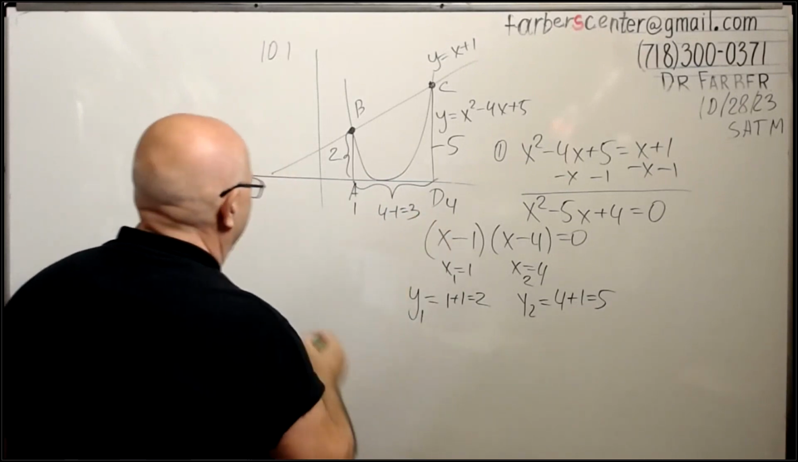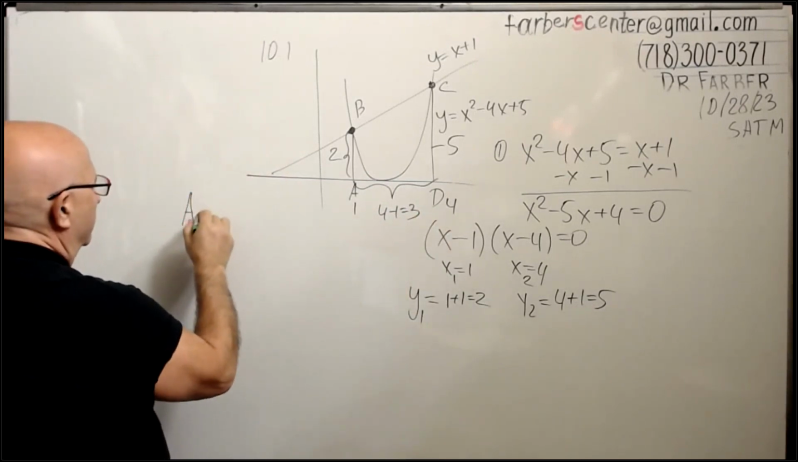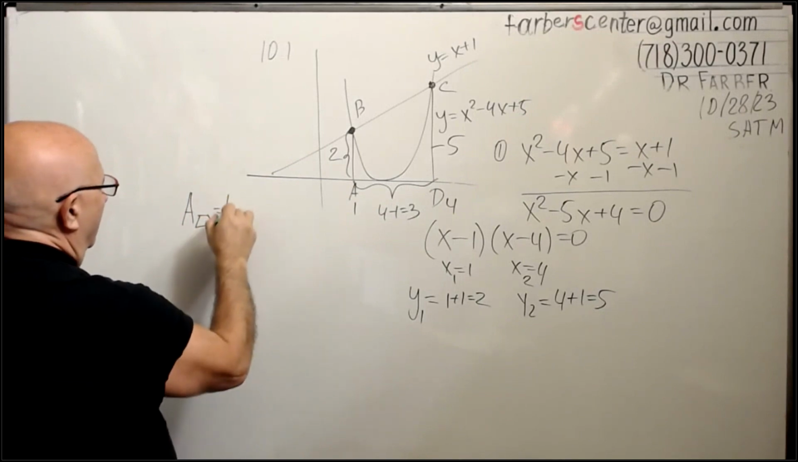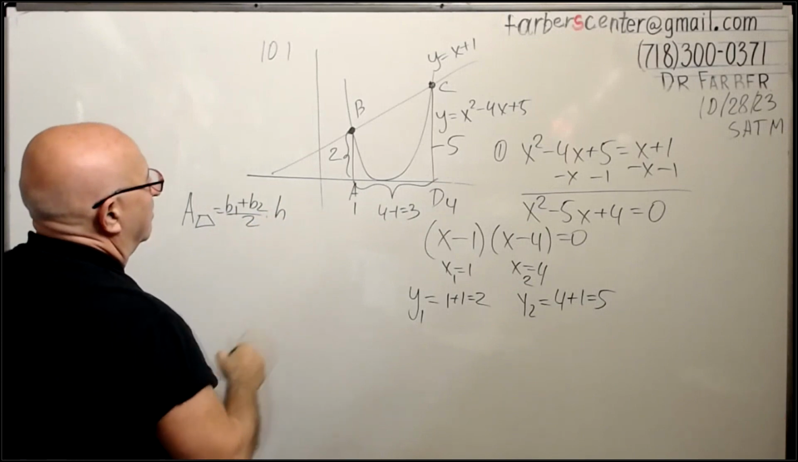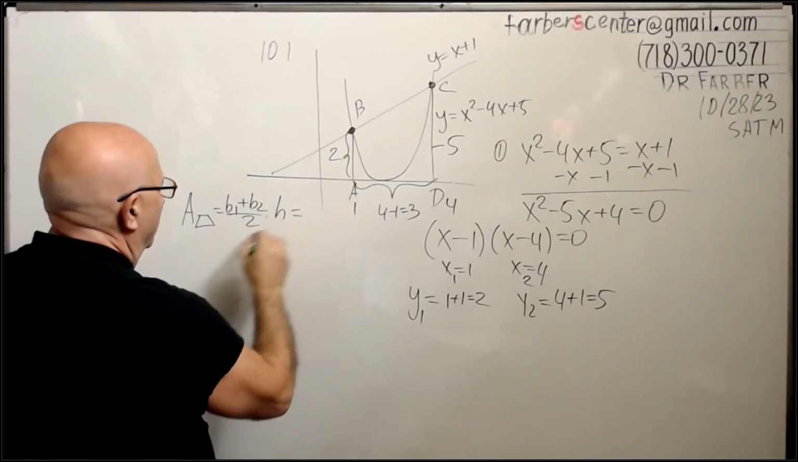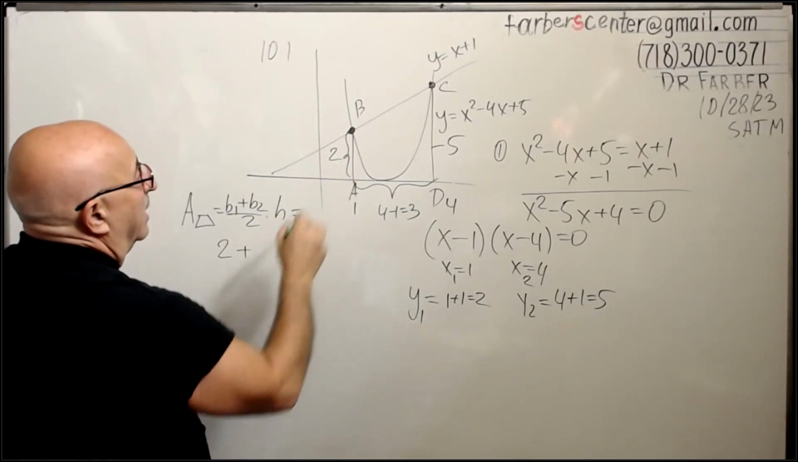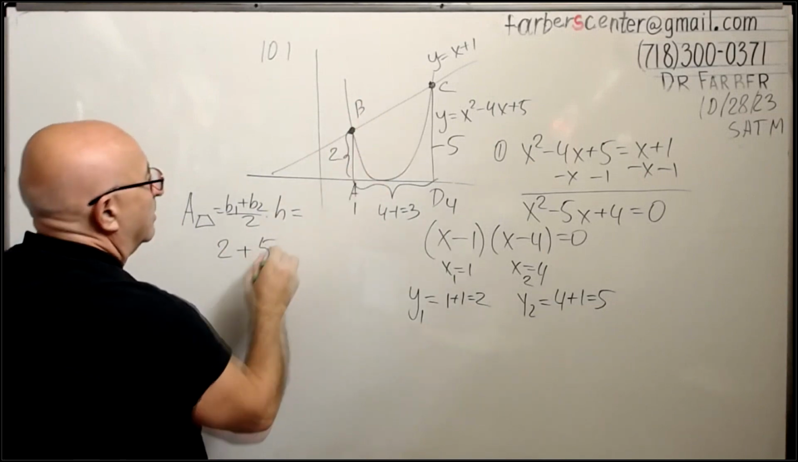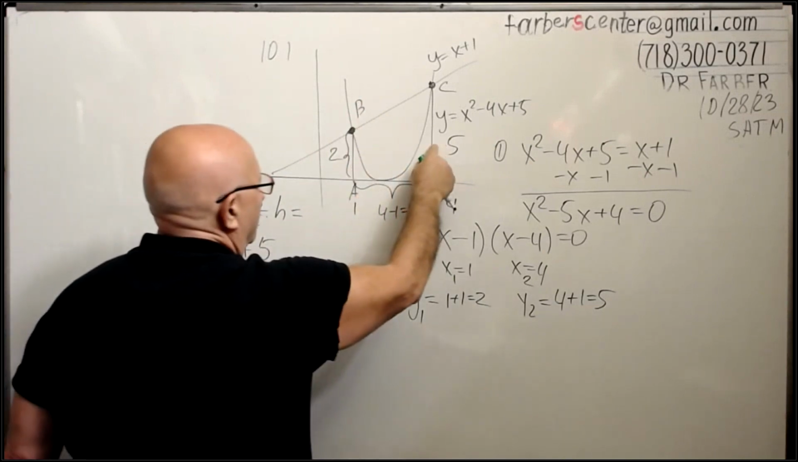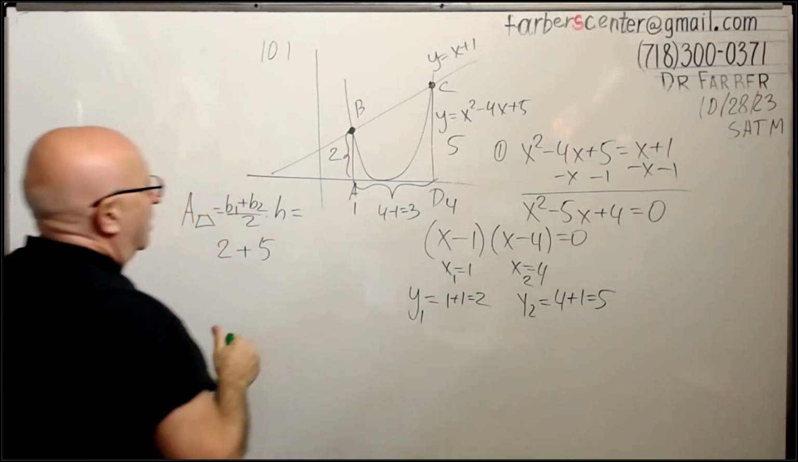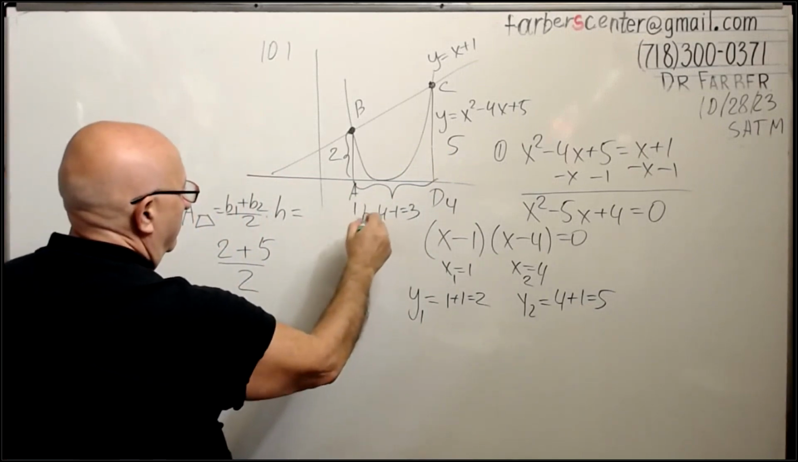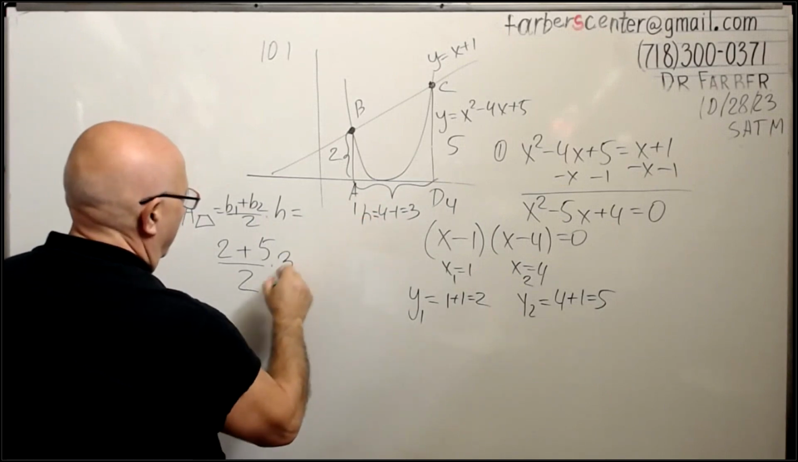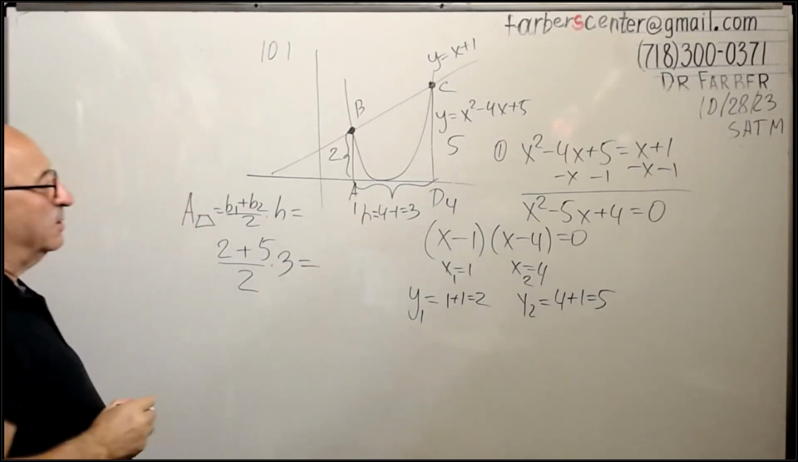After that, you do the same like we did today. Area of trapezoid: base 1 plus base 2 divided by 2 multiplied by height. Base 1 is 2. Base 2 is 5. Divided by 2 and multiplied by height, which is 3. If you multiply, you get the answer.